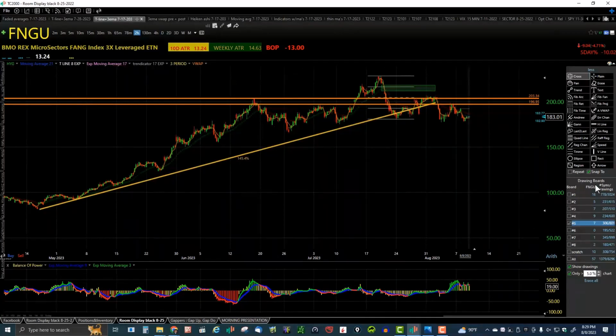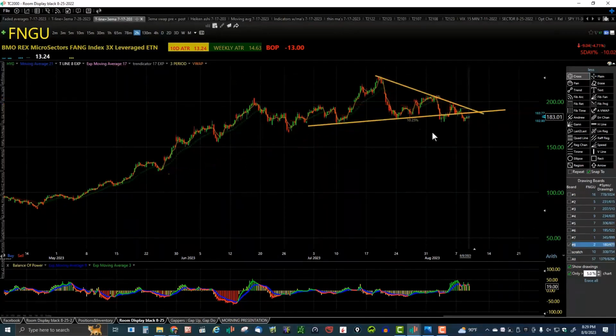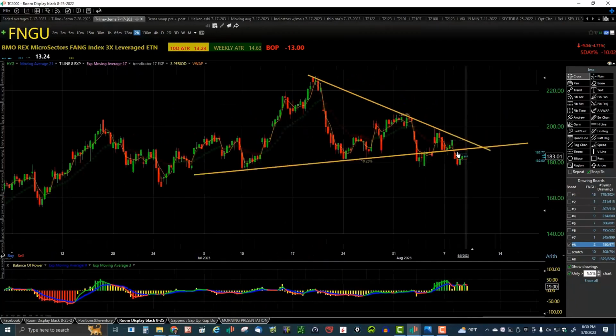Let's watch this neckline here to see if it's going to hold, if price is going to hold up above it. Now remember, I usually give these trend line necklines a couple candles. I'm on a 2-hour chart here.